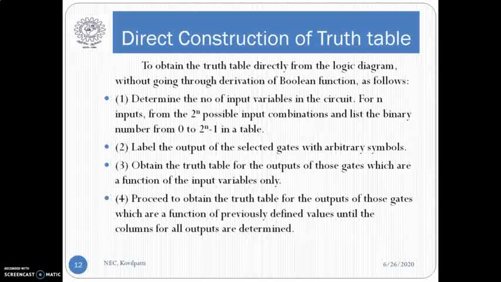So we first analyze how many inputs there are. For n inputs, 2 to the power n combinations are possible, right? So we list all the binary combinations from 0 to 2^n minus 1 in a table. Then we label all the intermediate gate outputs with arbitrary symbols. So obtain the truth table for the outputs directly derived from the input variables. Those intermediate values that can be obtained directly from the input variables are derived first. After that, the final output is derived from the intermediate values, right?